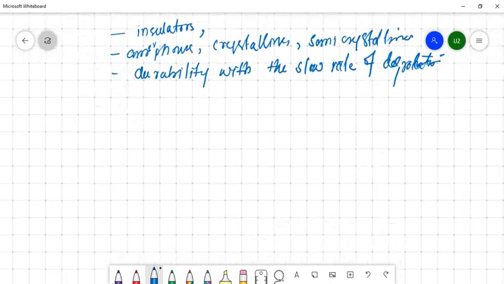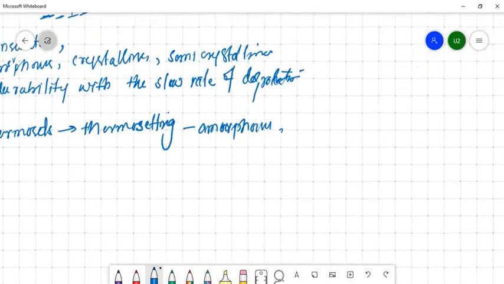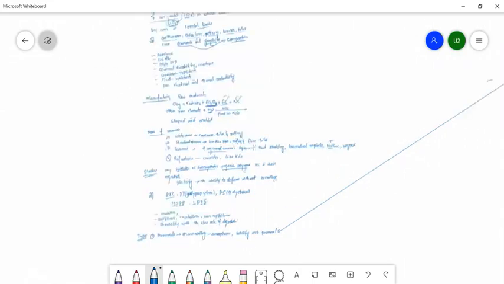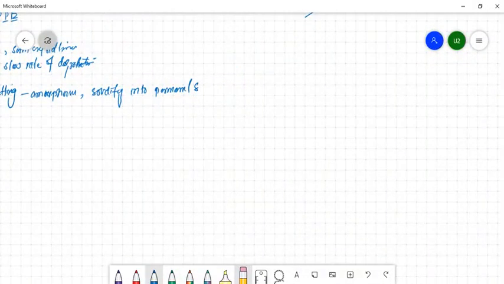Now let's talk about its types. So generally we have two types. Number one, that is thermosets, also known as thermosetting. And they are by nature amorphous, irregular in shape, and they solidify into permanent shape.